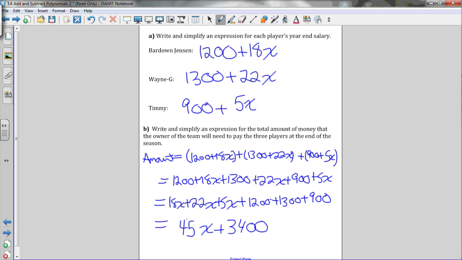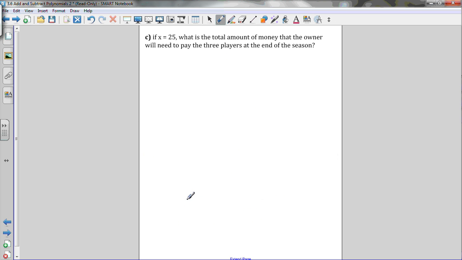So this is a simplified expression for the total amount the owner of the Birds is going to have to pay those 3 players. They're going to have to pay X amount of dollars times the 45 goals those 3 players scored, plus the $3,400 in base salaries. So if X is 25, so if the team is paying each of those players $25 for each goal they score in the playoffs, what is the total amount of money that the owner will need to pay those 3 players at the end of the season?